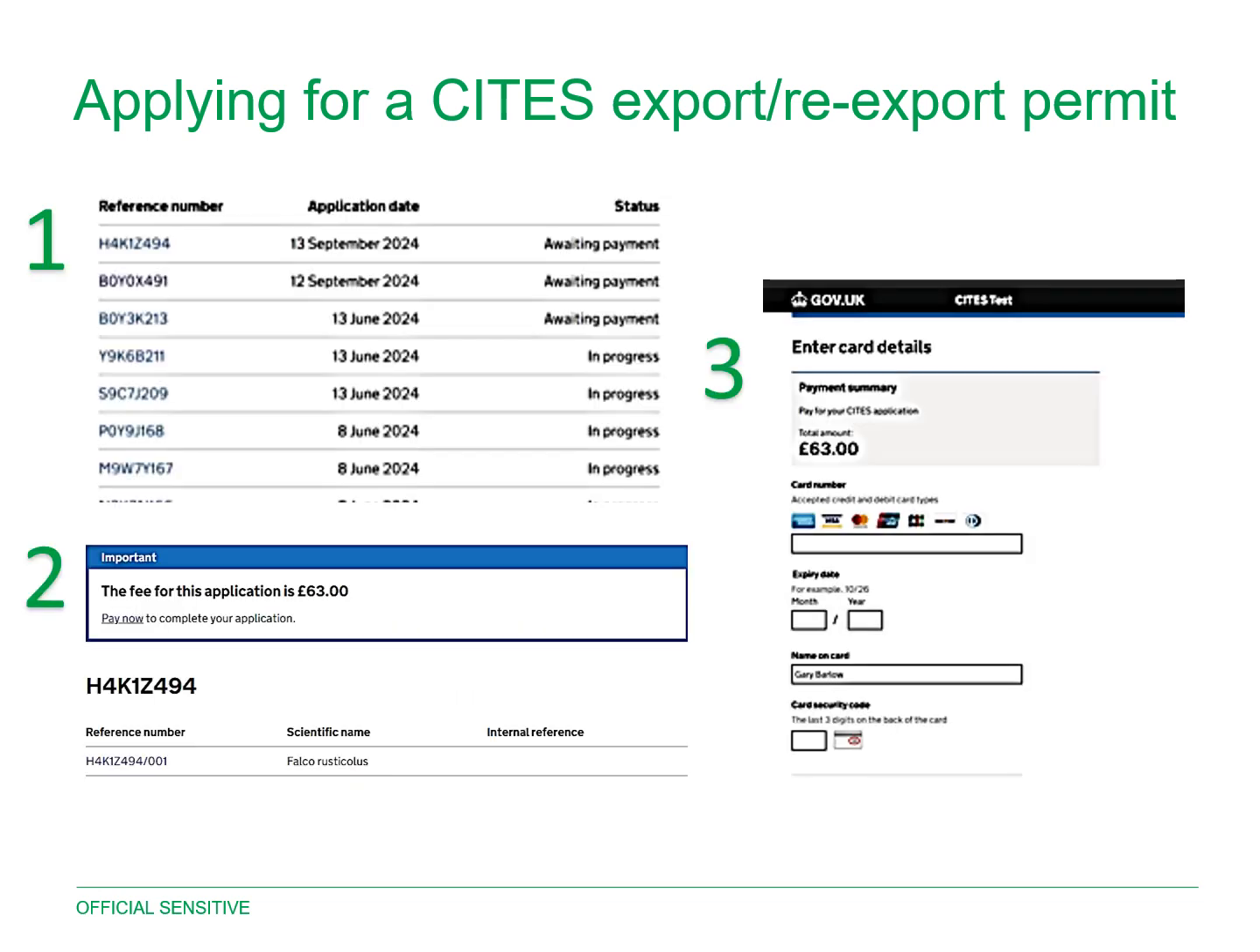Once in your account, you will see a list of your applications and their status. To pay for your application, click on the submission number. We are selecting submission reference H4K1Z494. This will confirm the amount you need to pay. Click on the Pay Now link, and this will take you to the card payment page, which will ask you to provide your card details, your billing address, and your contact details. Once you have paid for your application, click the Sign Out link at the top of the page in the center and sign out of your account securely.